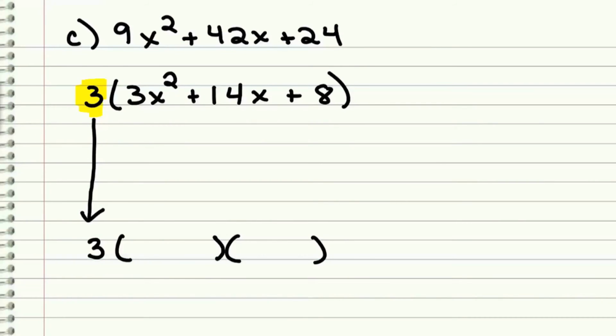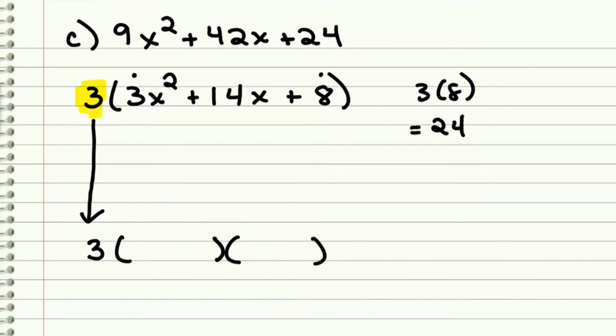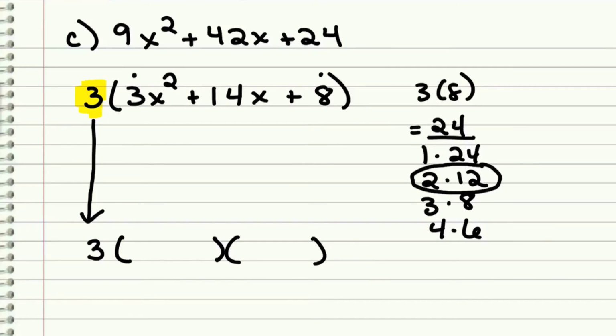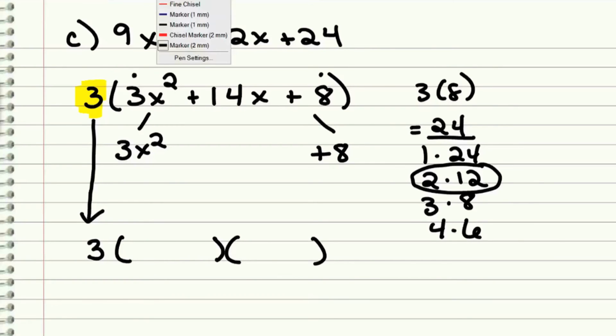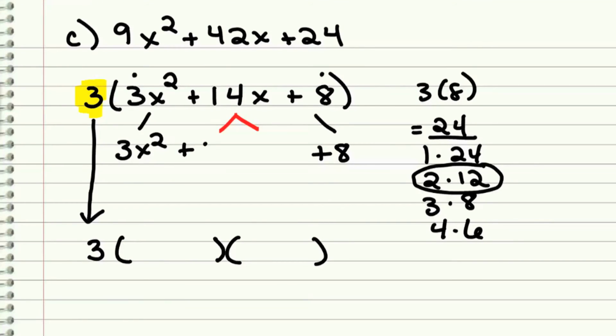So now we're going to multiply this 3 and this 8 for our multiply, split, and group, and we get a 24. Factors are 1 times 24, 2 times 12, 3 times 8, and a 4 times 6. Factors that add to 14, this time we got 2 and 12. So we're going to keep the 3x squared, we're going to keep the plus 8, and then we're going to split the 14x using the 2x and the 12x.